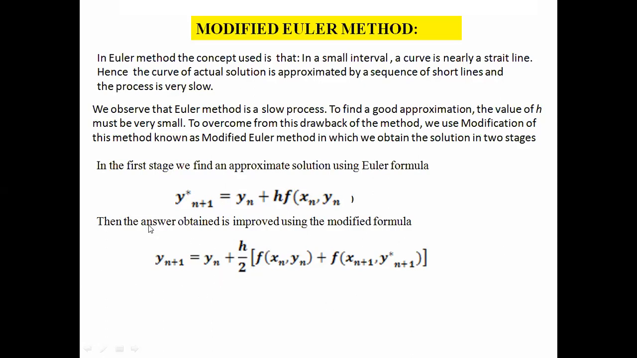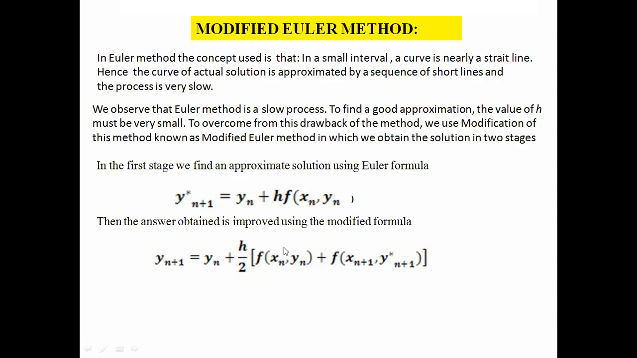How it is modified: the same answer, since it is an approximate answer, you put a star on the top. So yn plus 1 star means it is the value of y at x equal to n plus 1, but it is only an approximate answer. That is not a good answer. That is obtained by predicting from this relation, so it is denoted by the symbol star here.